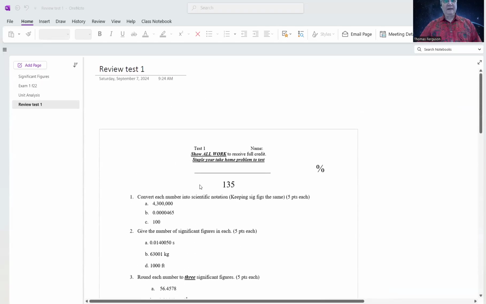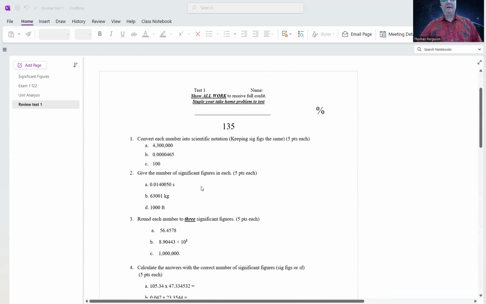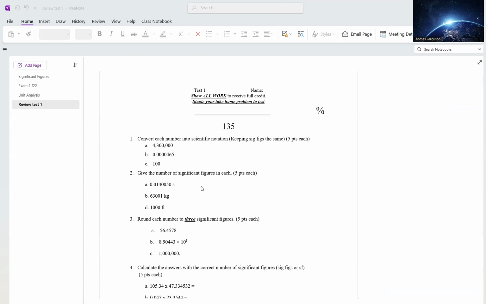So what we're going to do today is go over the practice tests. Now, the way I do tests, your practice tests are very similar to the real thing. Basically, what I do is I just modify the practice test, put in different numbers, maybe a different word problem. They're basically the same length, and the problems are very, very similar.